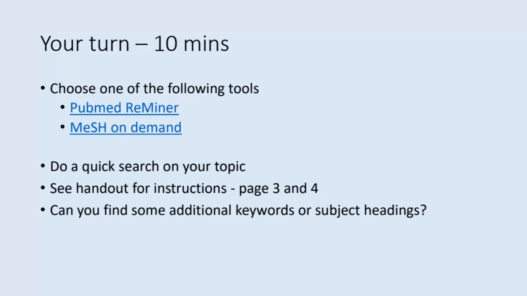But now I want to give you probably less than 10 minutes. I might give you 5 minutes to start with. I want you to choose either PubMed Reminder or Mesh on Demand. If you're doing PubMed Reminder, put some search terms in and see what happens. If your search is too broad, it might say it can't analyse all those papers, and you might make it a little more focused. Or go on Mesh on Demand if you already know of a key paper, put an abstract in and see what subject headings come up. This just allows you to find any other keywords or subject headings that you may not have thought about.